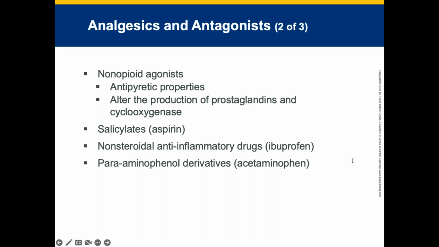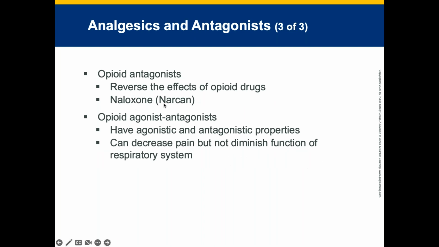Some examples of the para-aminophenol derivatives would be acetaminophen or Tylenol, which is another one we can utilize, and you can give up to 1,000 milligrams PO at the advanced level or the EMT level. Opioid antagonists reverse the effects of opioid drugs, like naloxone or Narcan. Opioid antagonists have agonistic and antagonistic properties, which then decrease the pain but do not diminish function of the respiratory system or result in dependence or addiction.